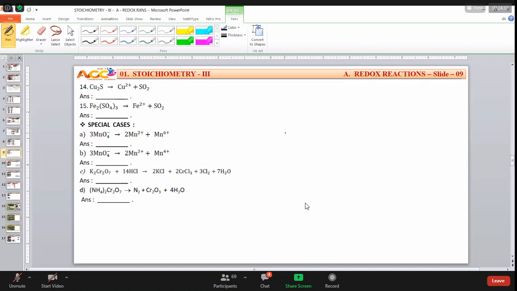Come to the last and fair ball of the game. A very beautiful question to understand the concept. Ammonium dichromate gives nitrogen plus Cr2O3 plus 4H2O.